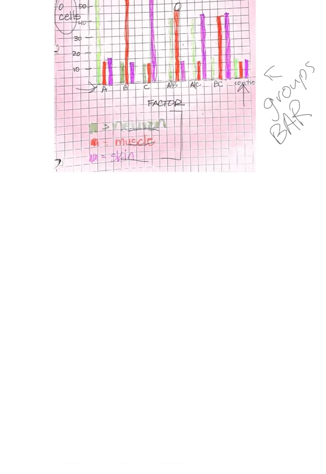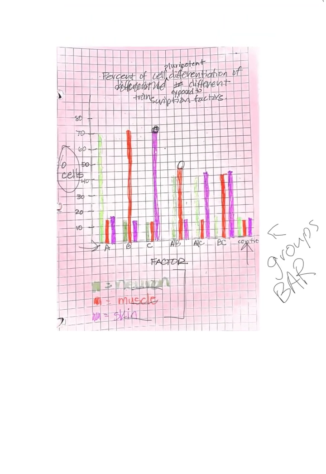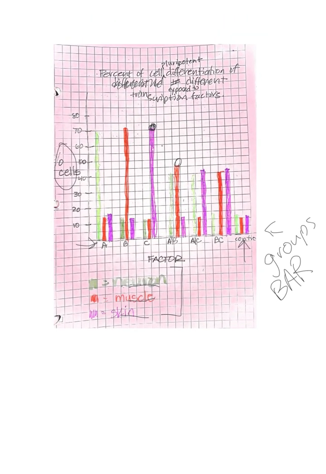With the questions, the first one says, identify which transcription factor most strongly promotes neuron differentiation. So you're basically going to go through each cell type and determine the factor. And looking at this graph, it's very obvious. This data is pretty easy to look at. So neurons are definitely A, muscle is going to be B, and then skin is going to be C. And it's probably going to ask you, give me some data or some evidence to justify this.